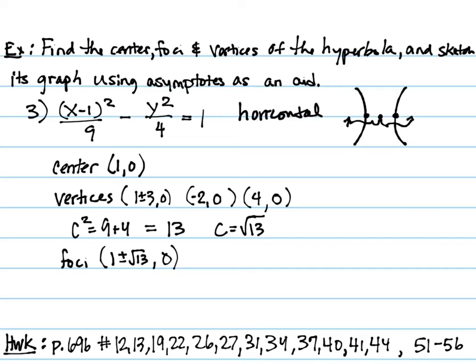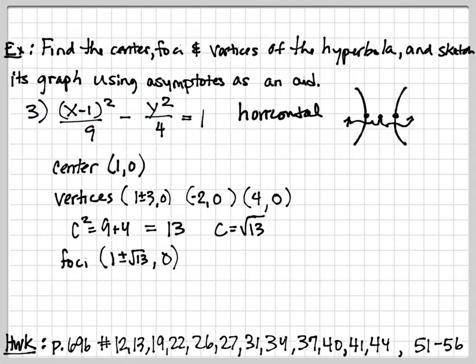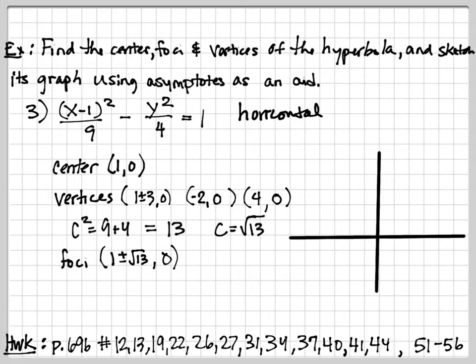All good? We found all the pieces. Now we're to the sketching the graph part, and we need asymptotes to sketch it. I haven't shown you how to find them, but you're about to see that. So we're going to change this to the backdrop over here, and I'm going to erase the image that I had going on. So let's plot the pieces that we know: the center, the vertices, and the foci. The center is 1, 0. The vertices are -2, 0 and 4, 0.